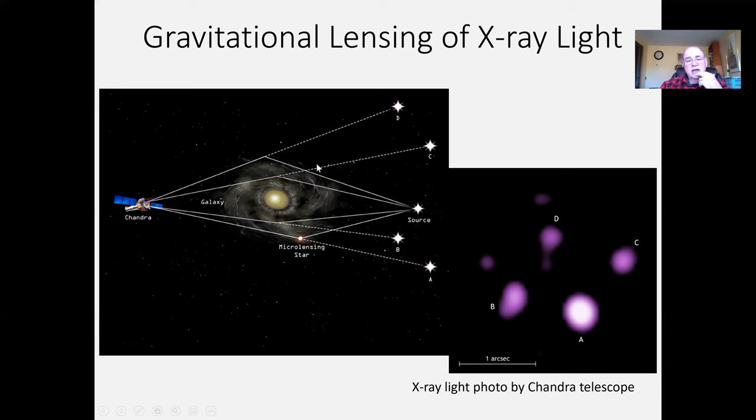And as the telescope follows the light back from these different paths, we see the source in different places, multiple places. And this is literally a picture, again, color coded so that we can see it, of the X-ray light photographed by the telescope.